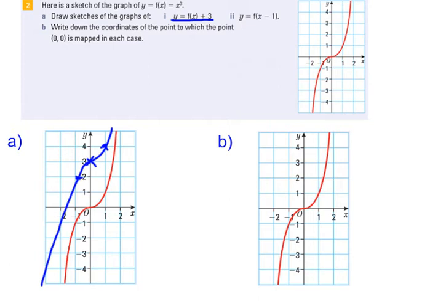The second one, y equals f of x minus 1, when I draw that, it's going to be affecting the x values, but it does the opposite of what I expect. So every x value is going to be shifted over by 1. So it's going to be moving to the right one. I've added 1 to it.